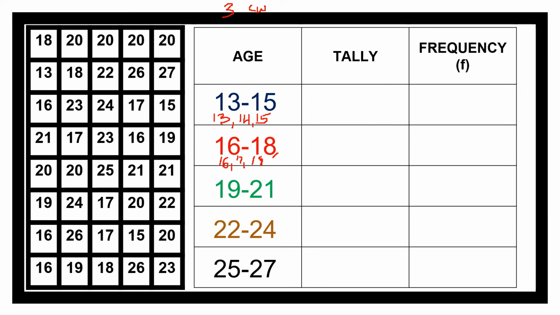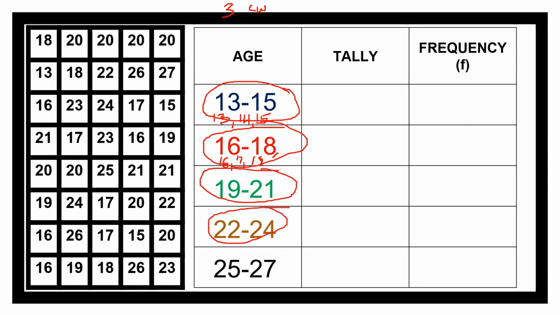Let us check if we have created the number of class intervals, that is 5. So how many groups do we have? We have 1, 2, 3, 4, and 5. We have 5 groups or class intervals. So we have achieved our desired number of class groups or class intervals. After that, we will now do the tallying.